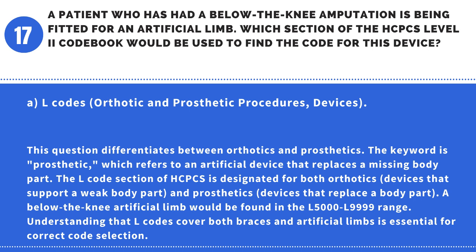This question differentiates between orthotics and prosthetics. The keyword is prosthetic, which refers to an artificial device that replaces a missing body part. The L code section of HCPCS is designated for both orthotics, devices that support a weak body part, and prosthetics, devices that replace a body part. A below-the-knee artificial limb would be found in the L5000-L9999 range. Understanding that L codes cover both braces and artificial limbs is essential for correct code selection.